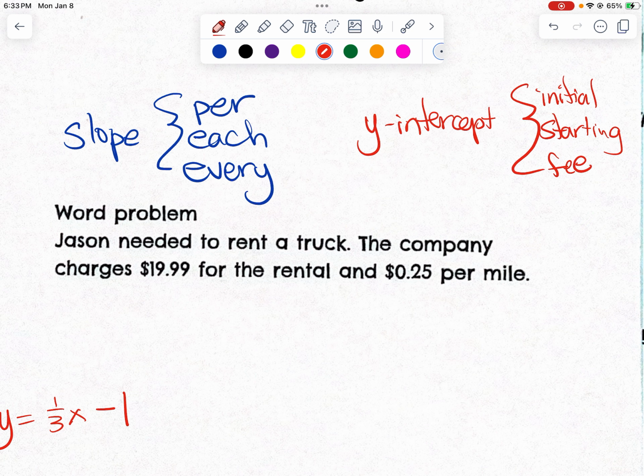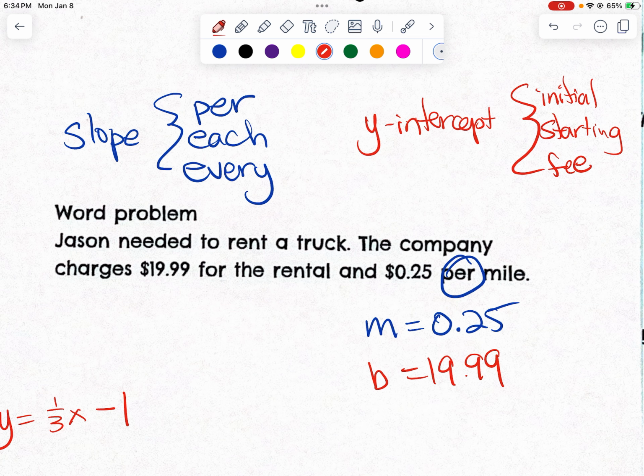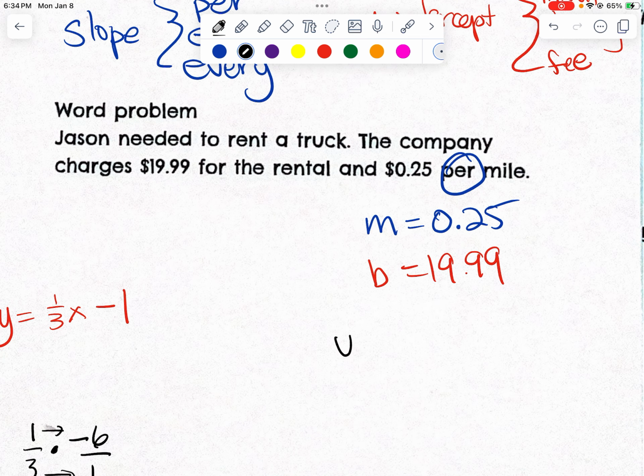Sometimes you have the word fee. So if I'm reading this, Jason needed to rent a truck. The company charges $19.99 for the rental and 25 cents per mile. Now, if I look at this, I see the word per. So that means my slope is going to be 0.25. Then the only other number in that is the $19.99. That's how much it costs to start off before I do anything. So then I write my equation. 0.25x plus $19.99.